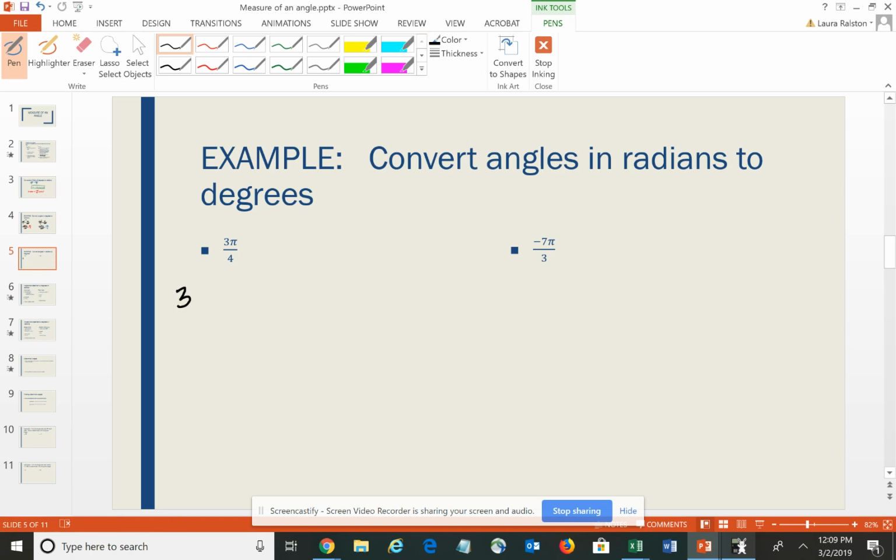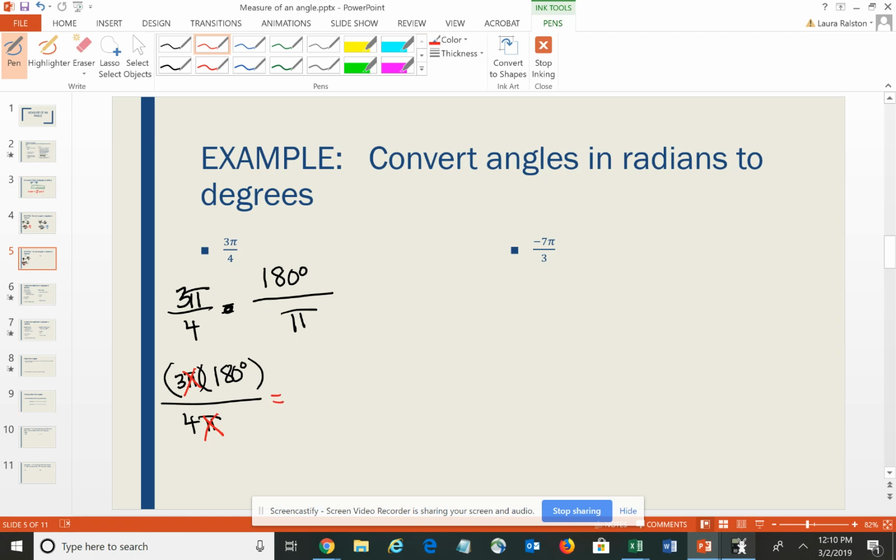You already have a ratio or a fraction of 3 pi fourths. This time I'm trying to eliminate the pi, so I'm going to put pi in the denominator, and that corresponds to 180 degrees. So I have 3 pi over 4 times 180 degrees over pi. And so immediately I notice that I have a pi in the numerator and a pi in the denominator, so they will simplify or divide out.